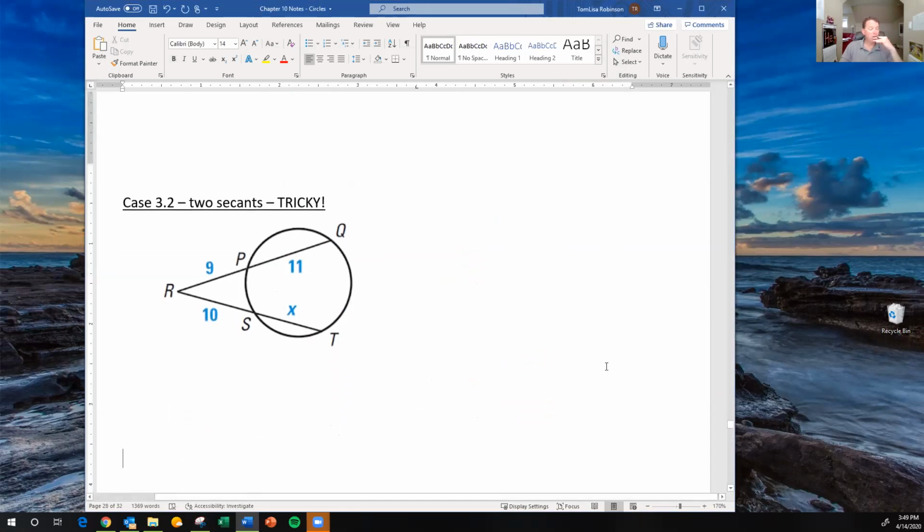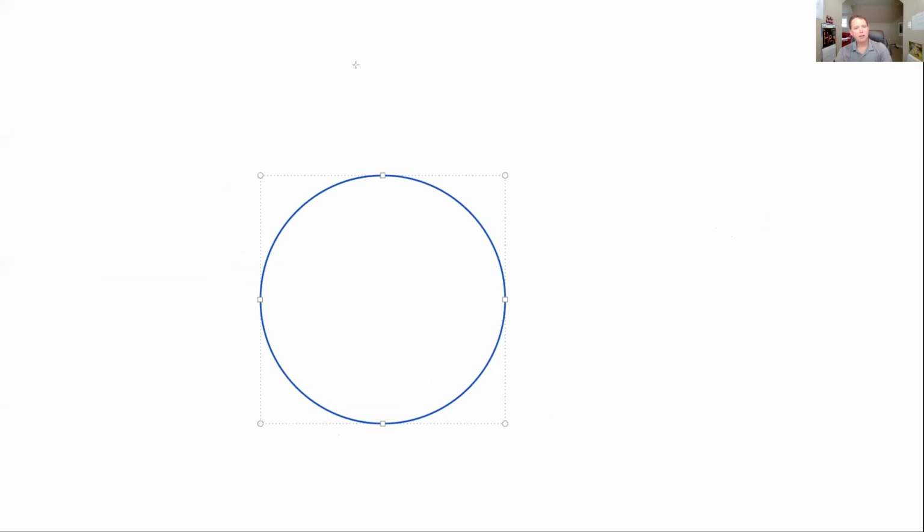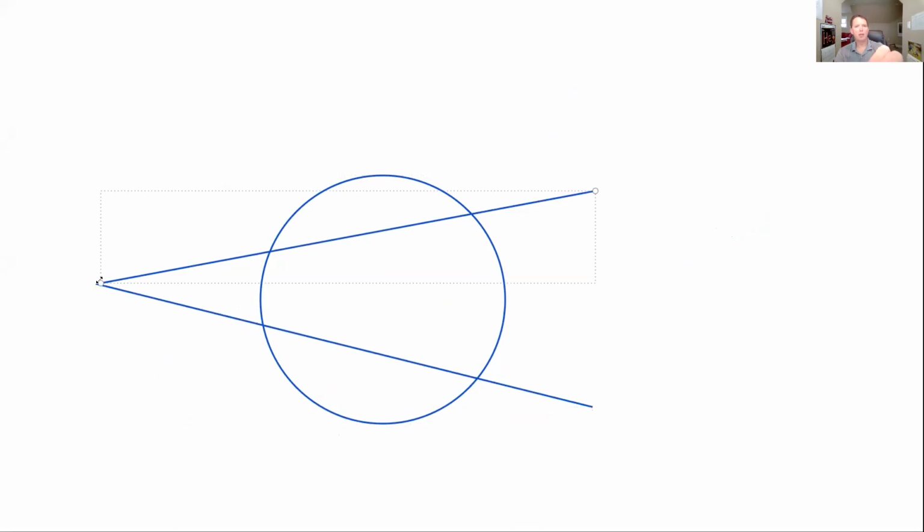This one is probably the hardest. I'm actually going to turn this onto the whiteboard so I can walk you through this one. I think it might be the hardest one. We're going to take a circle here, and I've got a line. I'll just take it all the way through, it doesn't really matter. Lines like that. And I'm going to say that this is 9, this is 11, this is 10, this is X. And we now have to figure out what x is.